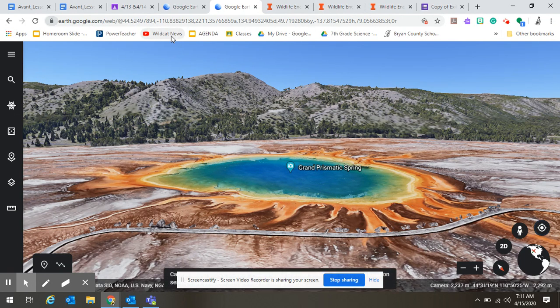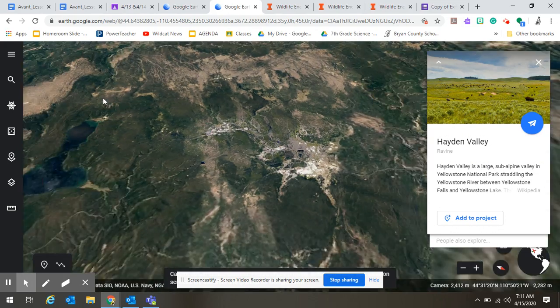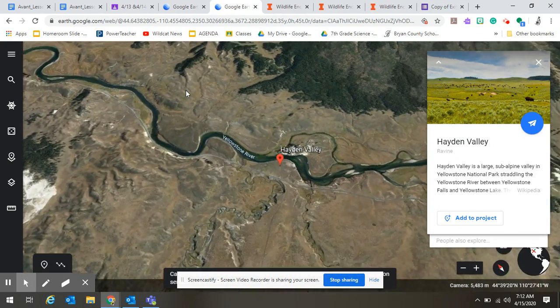Oh, no, I don't want that. Okay, anyway, glitching. Let's go to Hayden Valley, Wyoming. Now, Yellowstone's so interesting because it just spreads several different states.